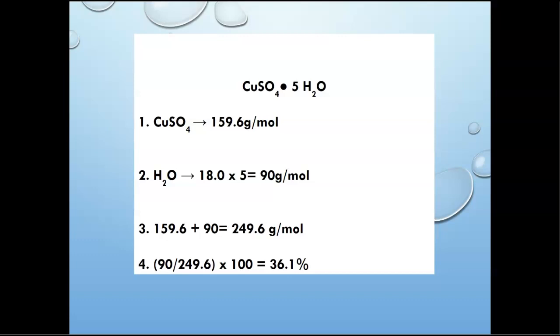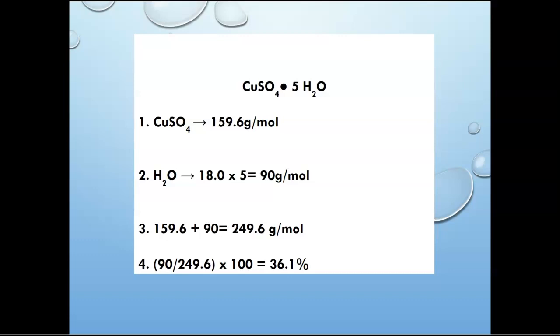So first step is we are going to find the molar mass of our copper sulfate. So again, you would go to your periodic table. You would find the molar mass of copper plus the molar mass of sulfur plus the molar mass of oxygen times 4, right? Because there's 4 of those oxygen atoms, and that should give us 159.6 grams per mole, okay?